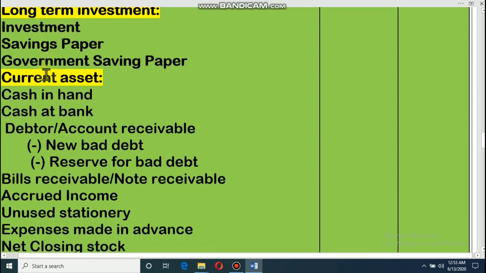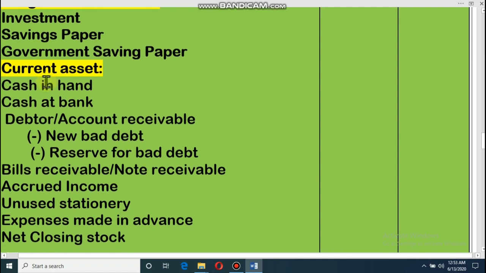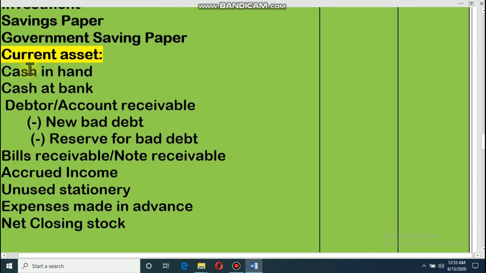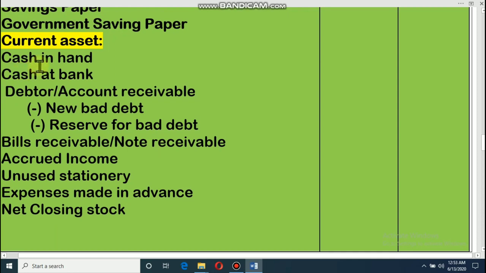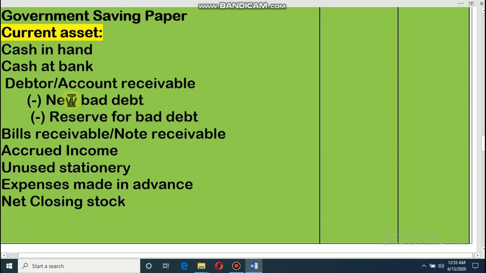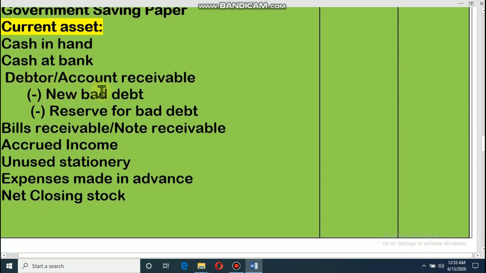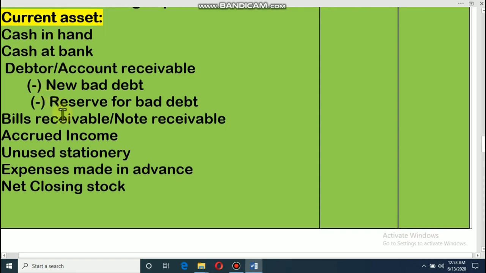The next step we will write the current asset, that means the current asset of the organization. Dear student, you know current asset is cash in hand, cash at bank, debtors, account receivable. One important thing: debtor and account receivable are the same, and from that we have to subtract new bad debt, that means bad debt of the current year, which will be found in the adjustment. Then reserve for bad debt, which will also come from the adjustment.